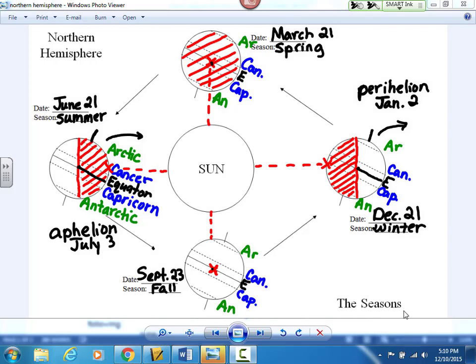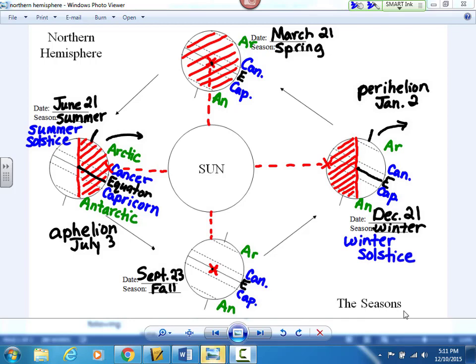Okay, label on the correct globe, the northern hemisphere diagram, our 4 special days that we know. Summer solstice, of course, would be on June 21st. It signifies the start of summer. It's also the longest day of the year. Winter solstice would be on December 21st. It signifies the official start of winter. It's also the shortest day of the year.